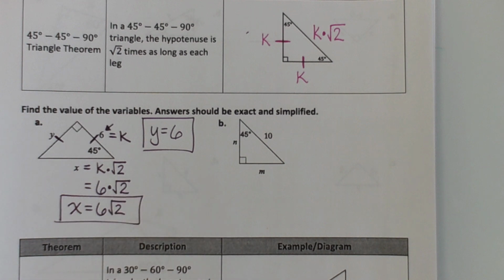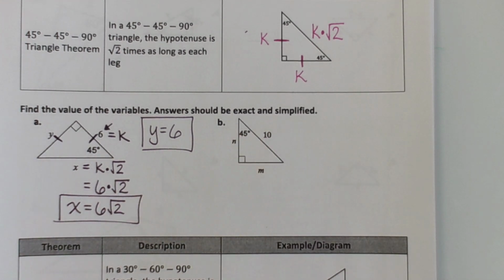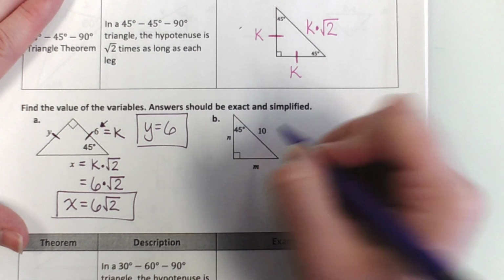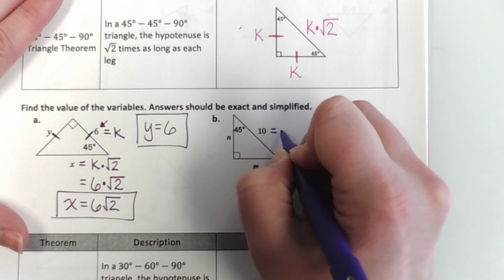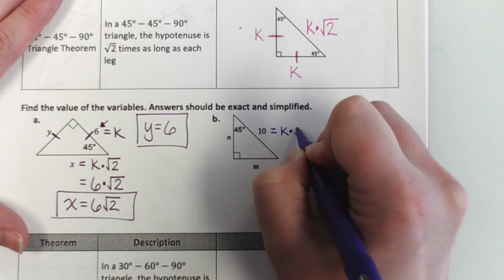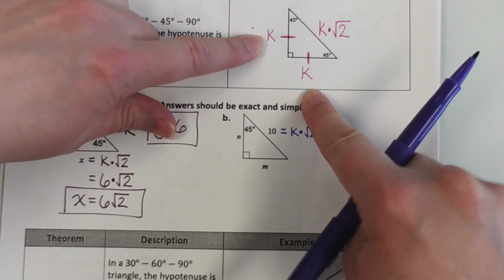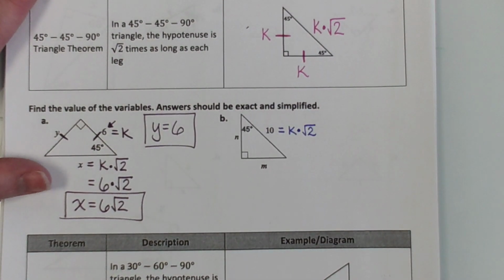Some of these are really, really straightforward, like this one. Ones like the next one become a little bit more challenging, but it's all essentially about matching up those sides. I recognize it's a 45-45-90. Here's my hypotenuse, and my hypotenuse in a 45-45-90 is given by the expression k times the square root of 2. I take the side that I know and I set it equal to the expression that makes sense for that side. In a 45-45-90, legs are k, hypotenuse is k times the square root of 2.